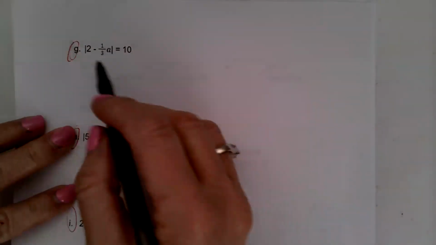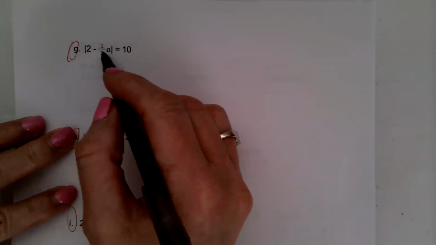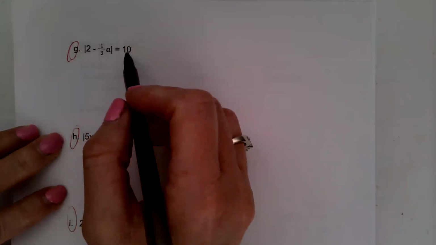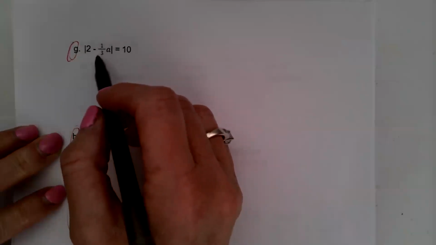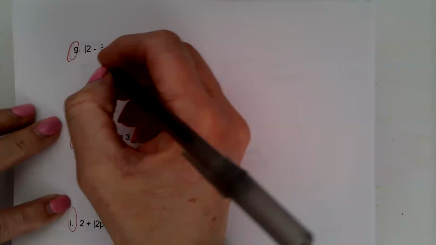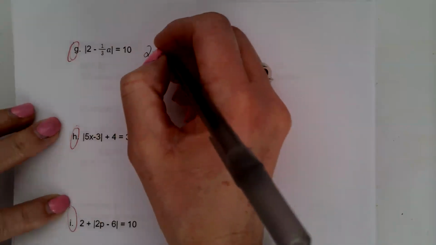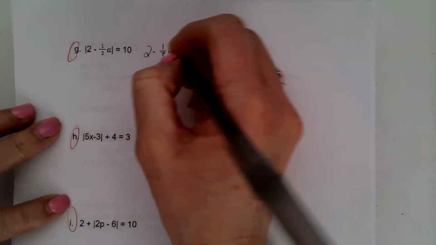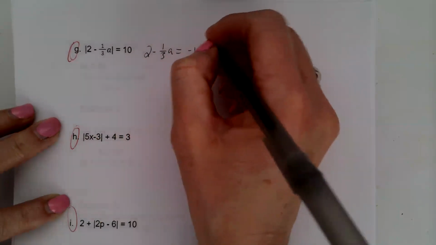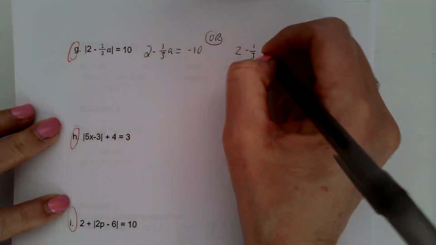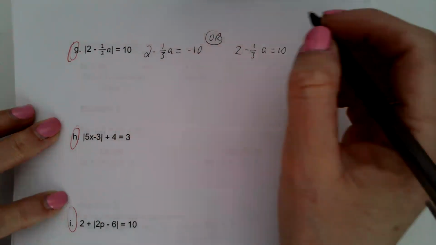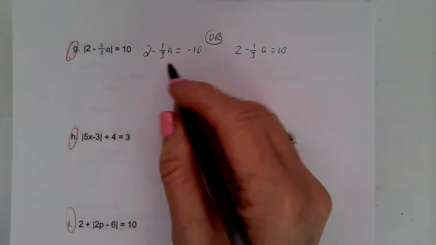So we're working on absolute value equations and reminding ourselves that whatever the expression on the inside of the absolute value equals, it can either equal a 10 or a negative 10. And after it goes through the absolute value machine, a 10 will come out. So we can say that 2 minus 1/3 a equals a negative 10, or 2 minus 1/3 a equals a positive 10. And the first thing we're going to do is eliminate the fractions.